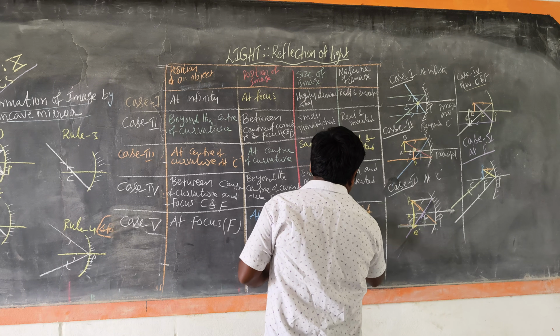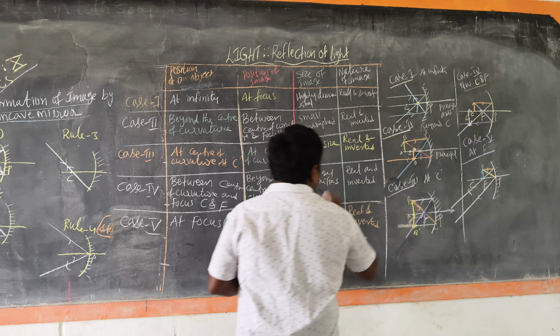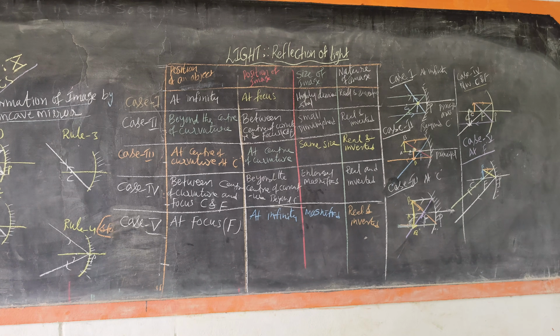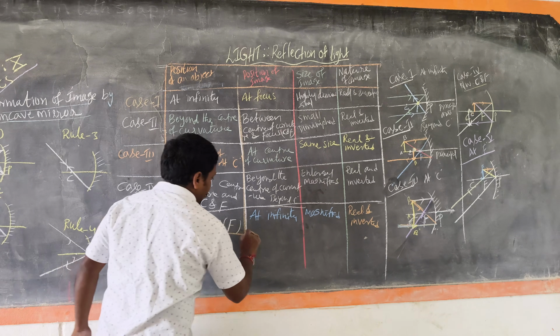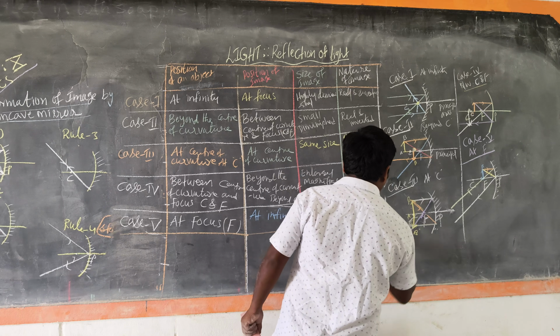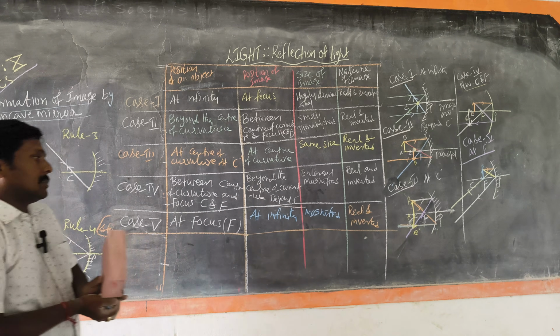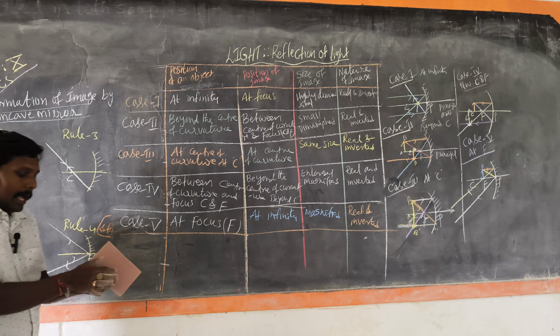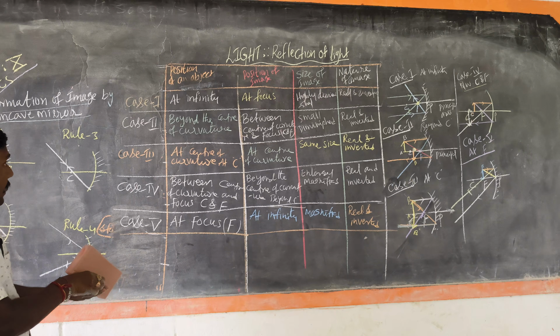A real and inverted image is obtained. Where is it formed? At infinity. So when the object is placed at the focus, the image is obtained at infinity.